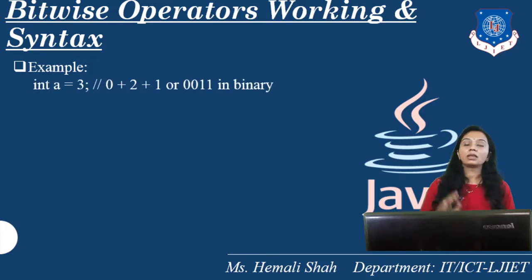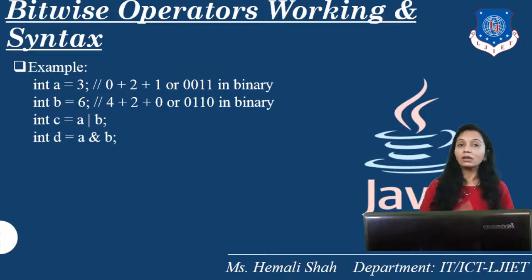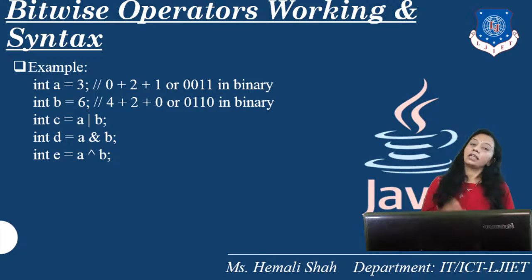For example, if we take A equals 3, then your value will be represented as 0 0 1 1, right? B equals 6, your value will become 0 1 1 0. Now if you make this OR operation with A or B and store it inside C, what will be the value of C? What will be the value of D if you store A AND B in D? And E, A XOR B.